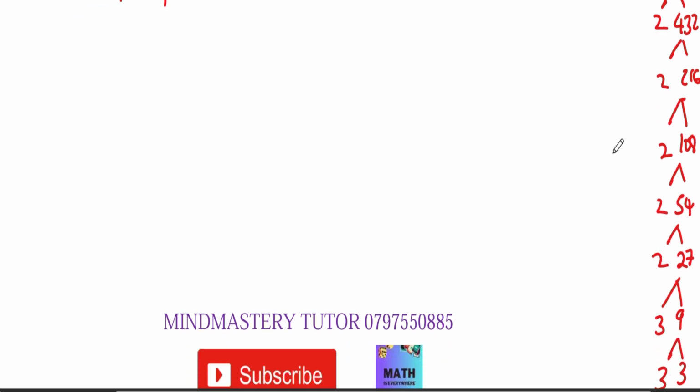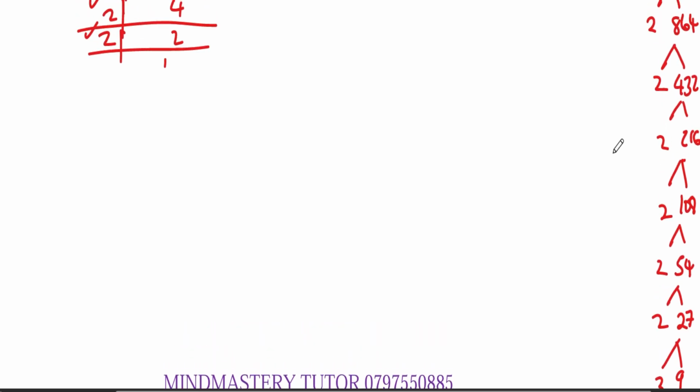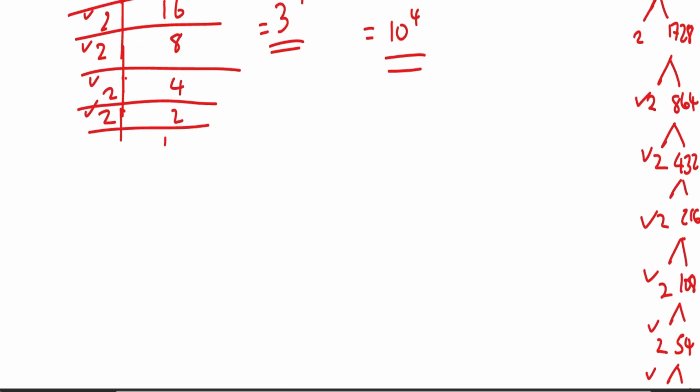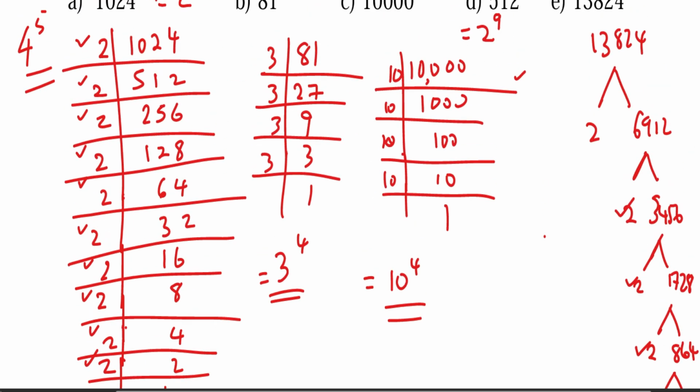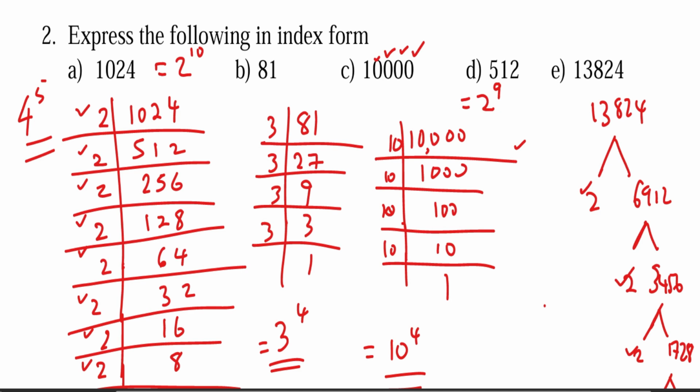How many 3's do you have? We have three 3's. For the 2's, 1, 2, 3, 4, 5, 6, then 7, 8, and finally 9. So this one can be written as 2 to the power of 9 times 3 to the power of 3. Very tricky question. Right.